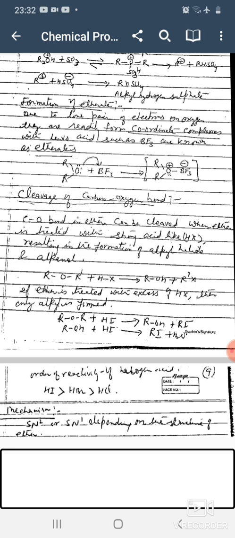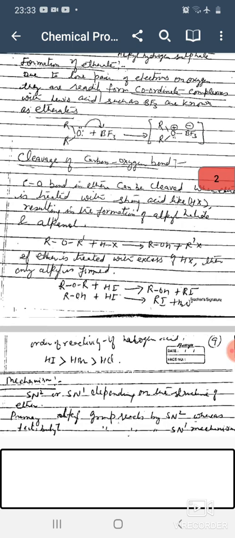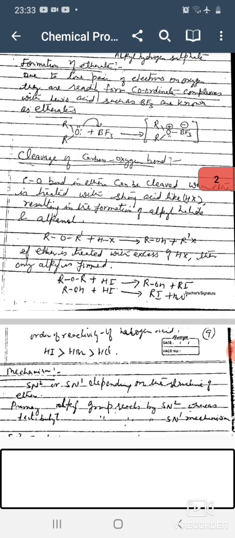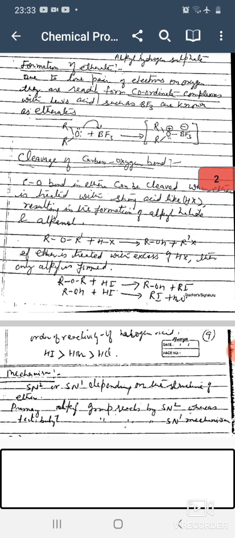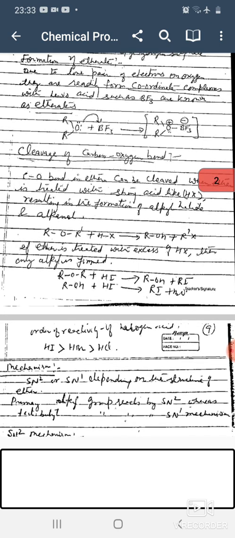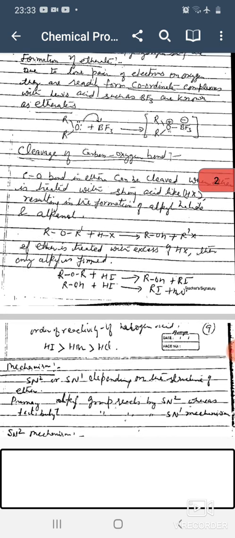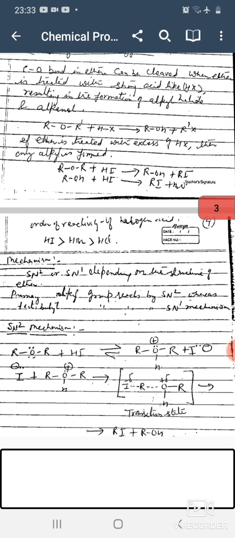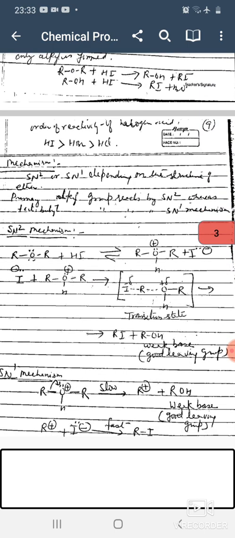ROR plus HI gives the alcohol plus RI. ROH reacts with the HI to form the RI and water. Next, order of the reactivity of the halogen acids: HI is greater than HBr, greater than HCl. Mechanism: SN2 or SN1, depending on the structure of ether.